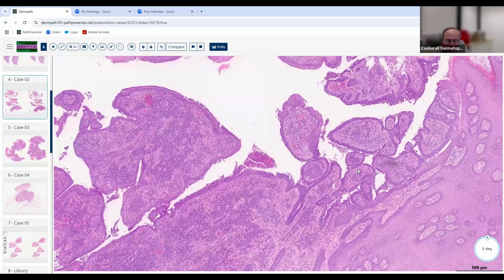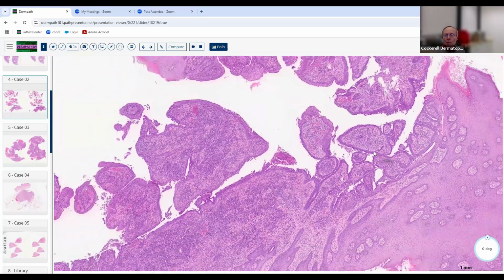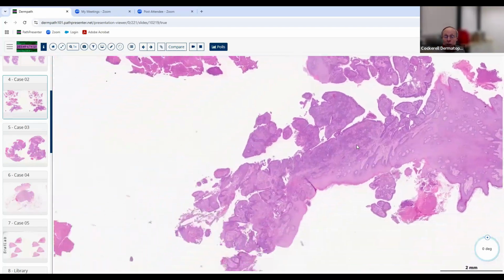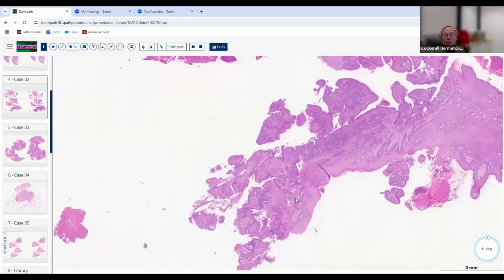They usually occur on the scalp. The most common setting where we see them is in association with nevus sebaceous. We do not see a nevus sebaceous this time.